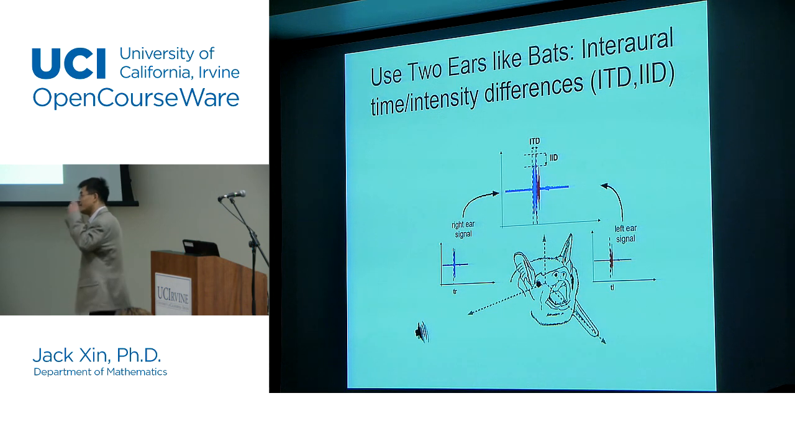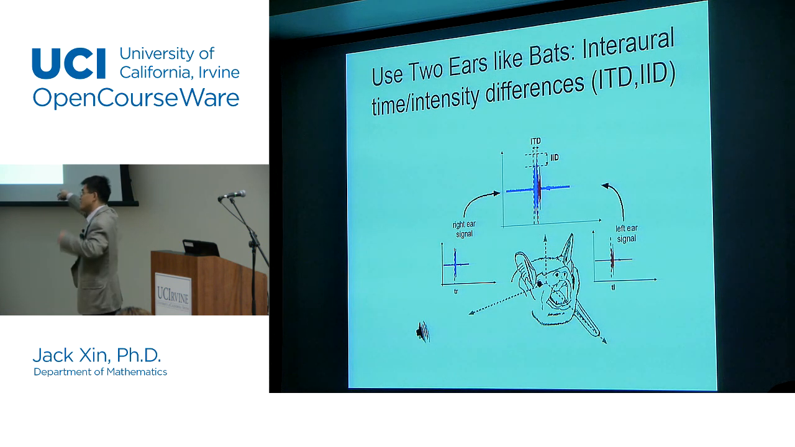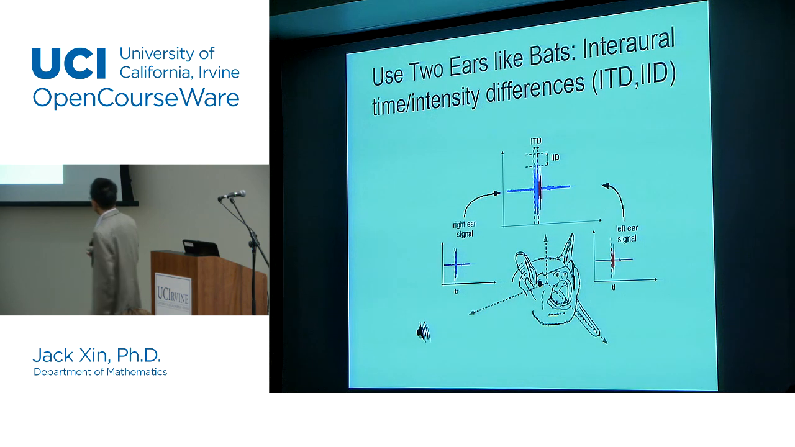So in other words, they compare the intensity of sound they receive from the left ear to the right ear. Also the time delay, right? Which one comes first? If my right ear receives the signal first, that means the object is more likely on my right side than on the left side. So something like this. Okay.